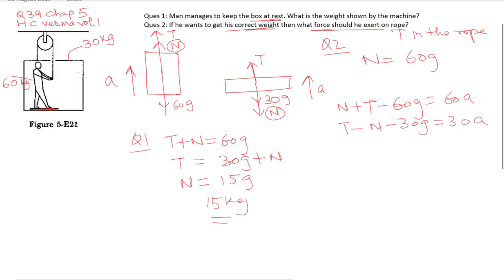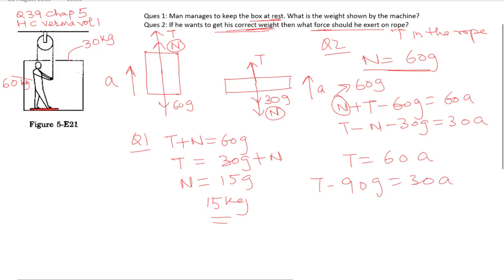Now value of N is given. The question said that he wants to get his correct weight, so value of N is 60 g. This is given. So I am rewriting this equation. 60 g and this 60 g cancels out. So T is equal to 60 a, and here 60 minus 30, so T minus 90 g is equal to 30 a.